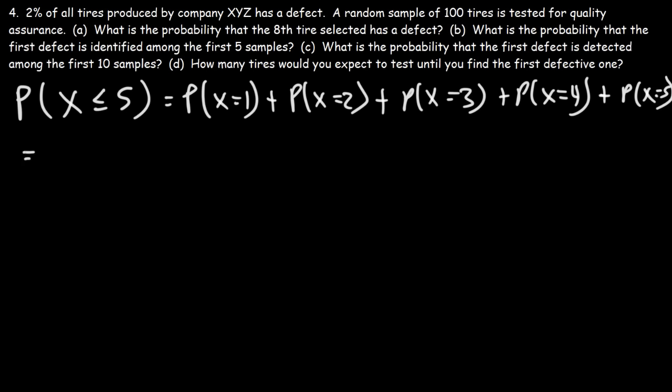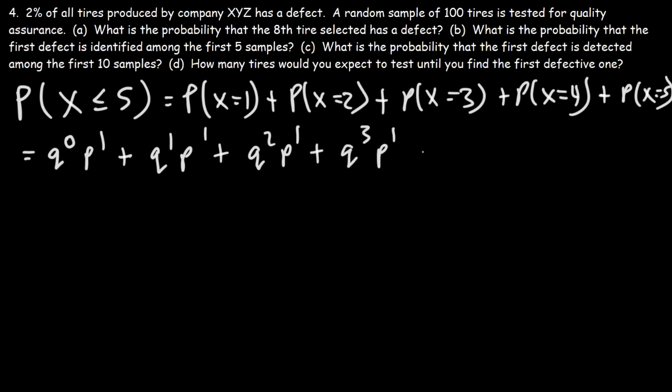The probability when x is equal to 1 is going to be q raised to the x minus 1, which is 1 minus 1, so that's 0, times p to the first power. For the second one, it's going to be q raised to the x minus 1, or 2 minus 1, which is 1, times p to the first power. And then if we repeat the pattern, this is what it's going to be. So for the last one, it's going to be q to the fourth power, p to the first. Notice that the exponents always add up to x. When x is 3, you have 2 plus 1. When x is 5, 4 plus 1.